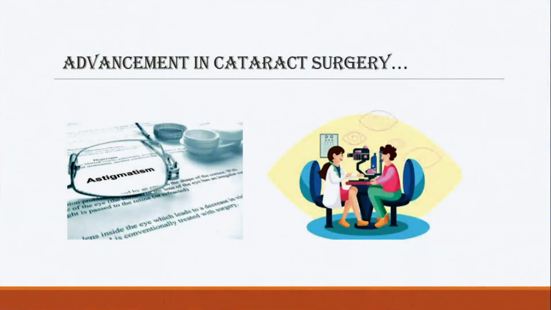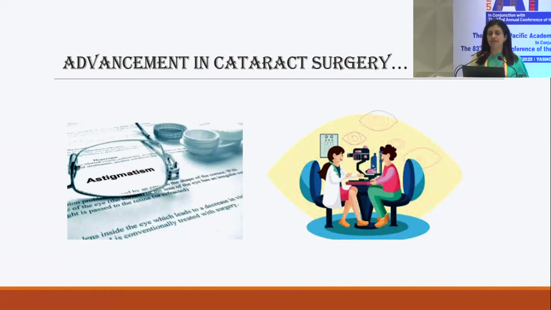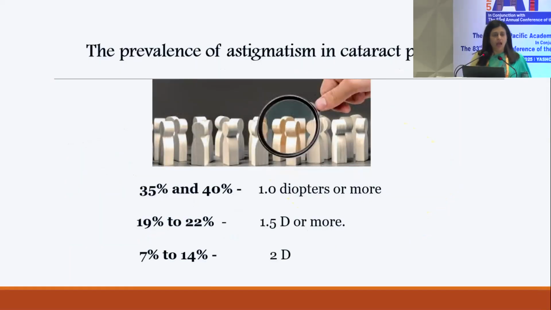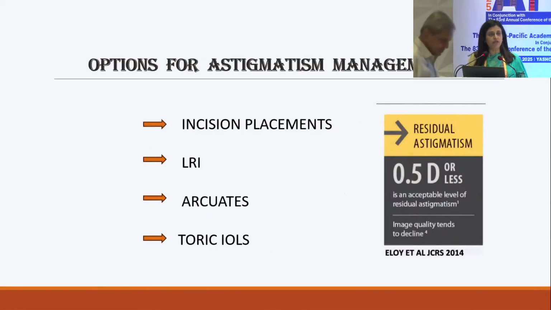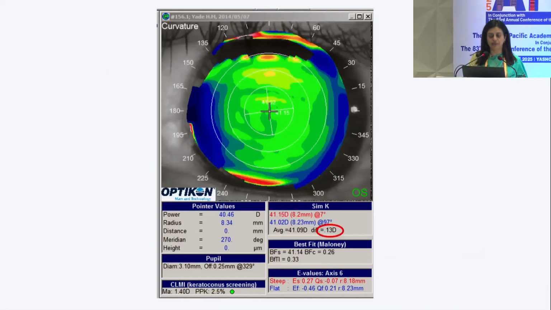In recent years, the advancement in cataract surgery has really raised the patient expectation of visual acuity and the surgical result as well. And astigmatism definitely has a very important impact on the final visual acuity. The prevalence of astigmatism is significant among cataract patients. So there are different options available for astigmatic management. Here I'll be talking about the scleral wound modulation and its impact on astigmatism.